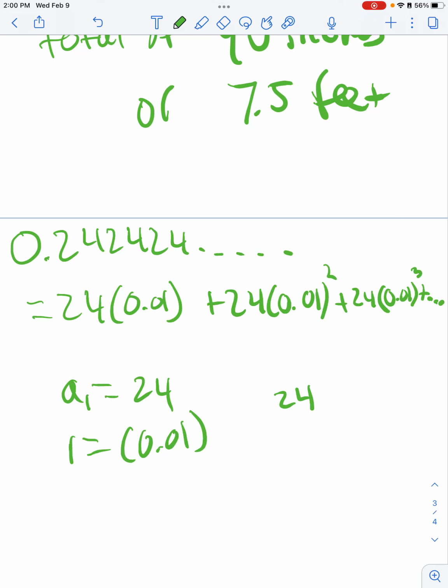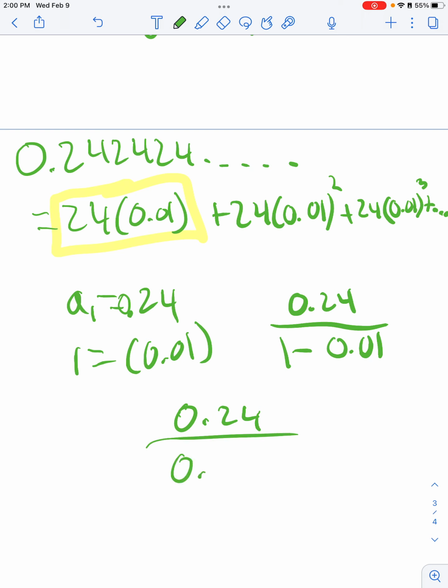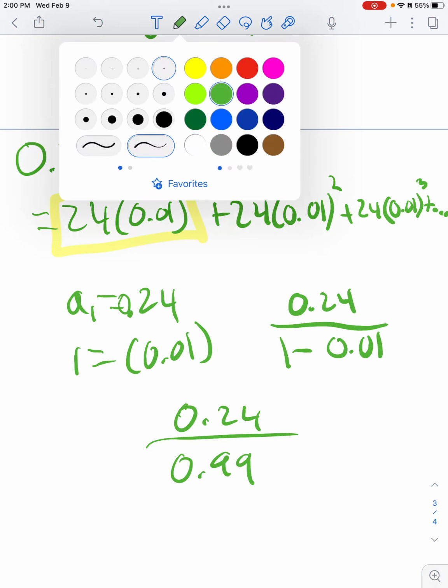So if I think about my equation, I'm actually going to substitute 24 times 0.01, which is my first term. I'm going to multiply that out. So I get 0.24. So my first term is actually 0.24, and then 1 minus 0.01. 1 minus 0.01 is going to give me 0.99. So I have 0.24 over 0.99. And now I have to simplify.